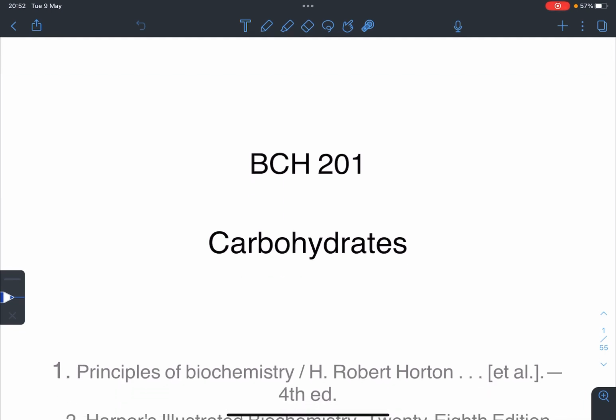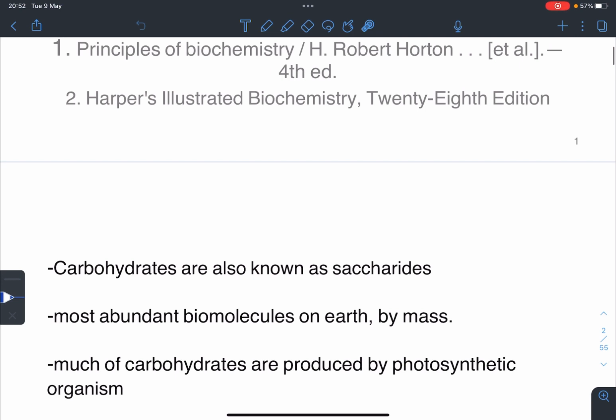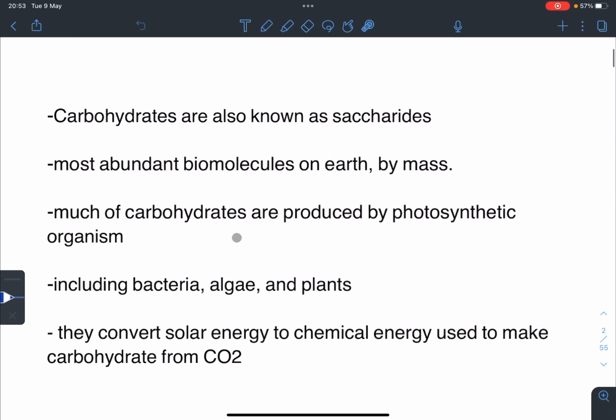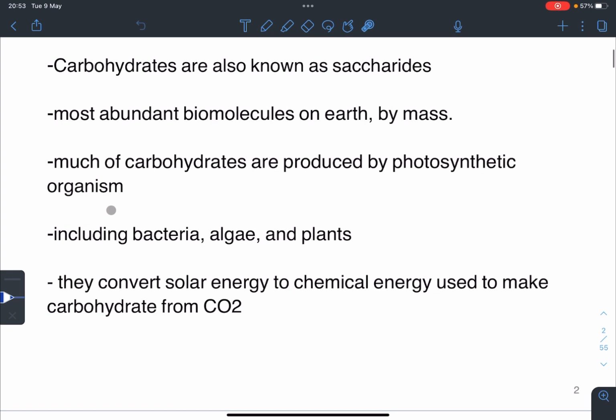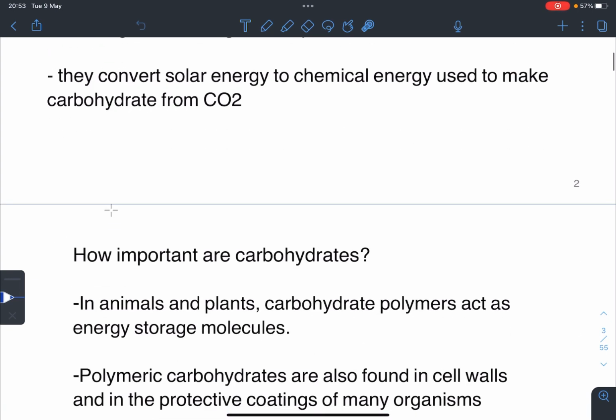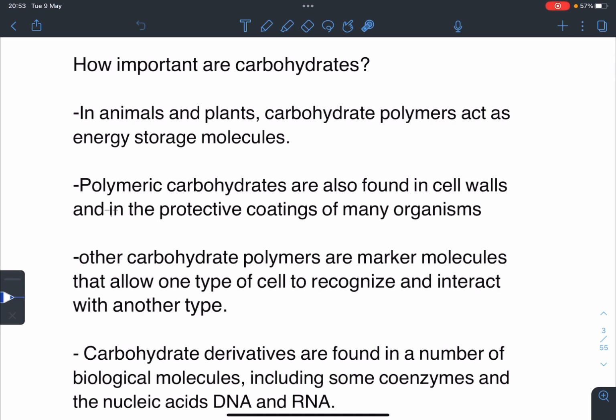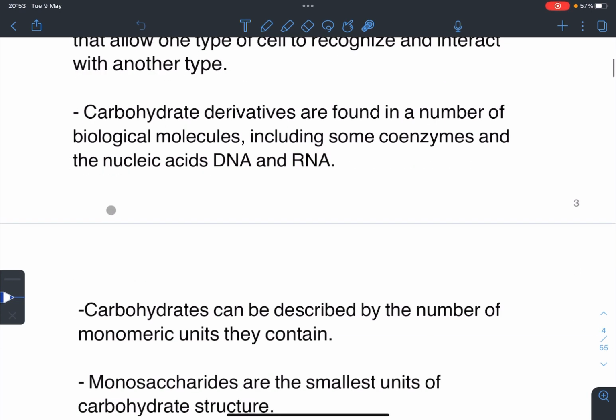So what we have is carbohydrates, and it's a lot of material, but I think very soon you will understand why. Carbohydrates are known as saccharides, the most abundant molecules. I'm not going to really talk about this because you can read it. Polymeric carbohydrates are also found in cell walls and in protective coatings on organisms. They can ask us questions about where they are found.